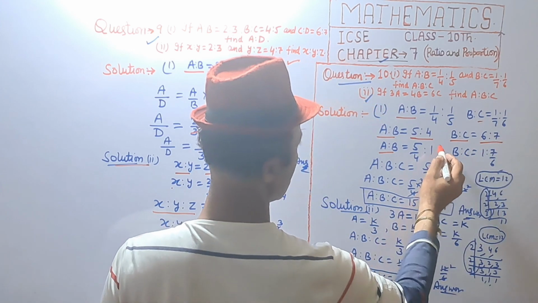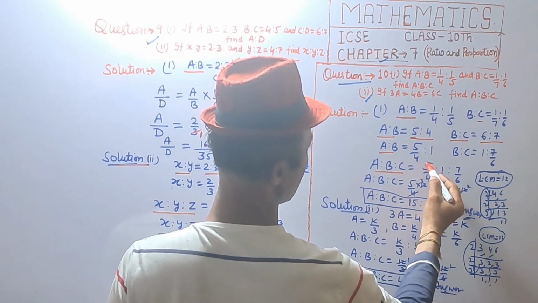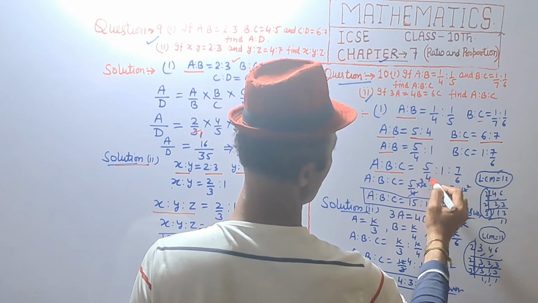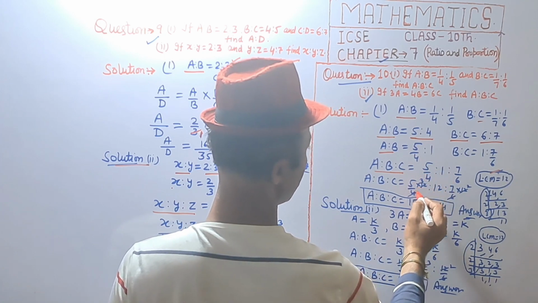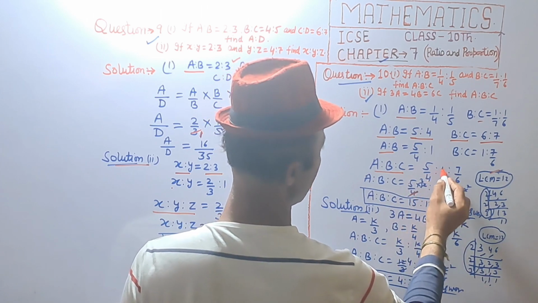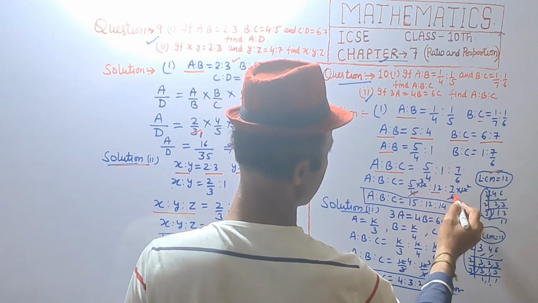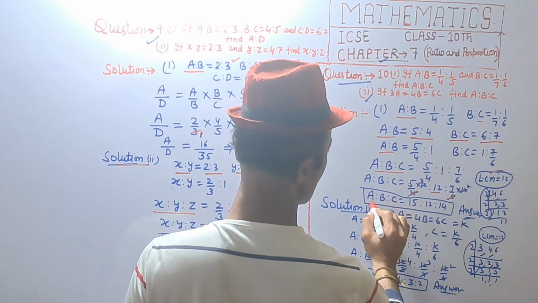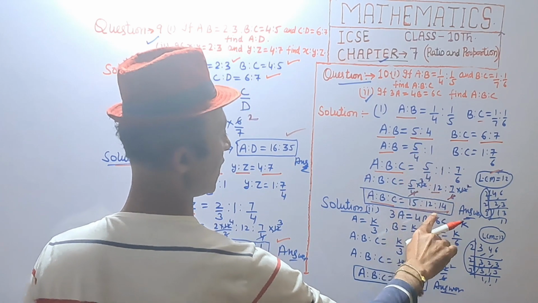upon 6. A ratio B ratio C is equal to 5 upon 4 ratio 1 ratio 7 upon 6. LCM of 4 and 6, that is equal to 12. 12 multiplied by 5 divided by 4, that is equal to 3, and 5 3s are 15. 12 multiplied by 1 is 12, and 12 multiplied by 7 divided by 6, 6 2s are 12, and 7 2s are 14. So A ratio B ratio C is equal to 15 ratio 12 ratio 14, answer.